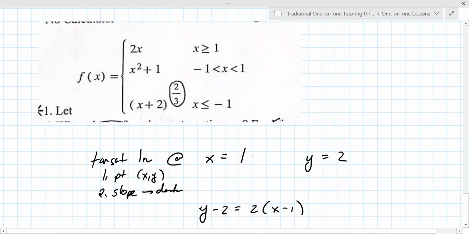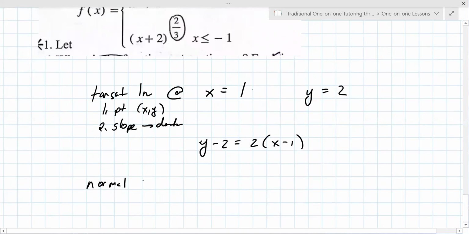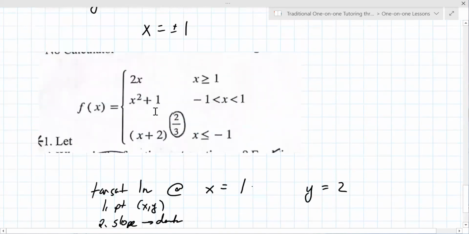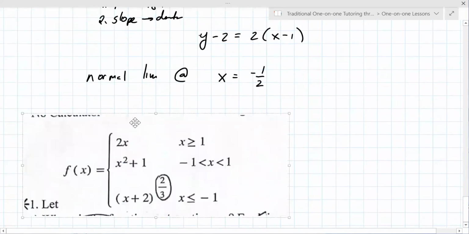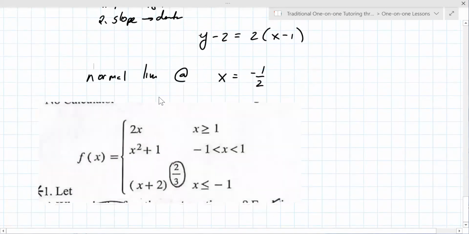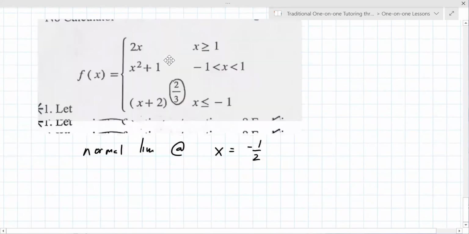Now let's do something different. I want the normal line at x equals -1/2. Let me just copy this down. So do you do that whole process again with that point and then just do the opposite reciprocal? Yes, but you're going to use a different function this time.